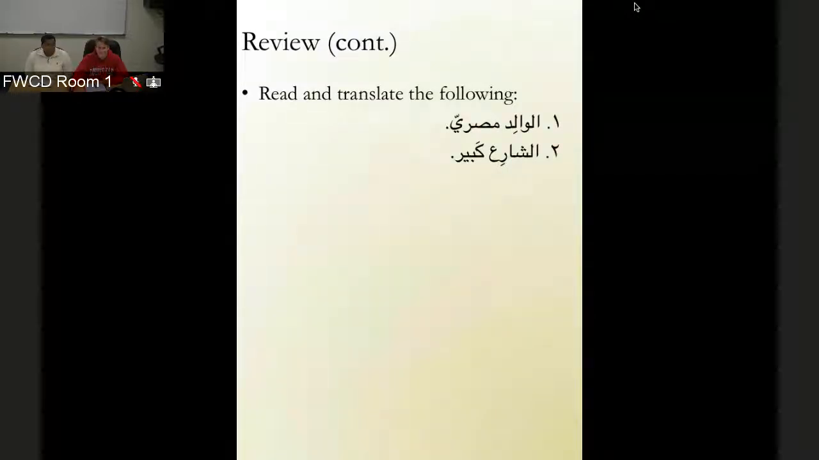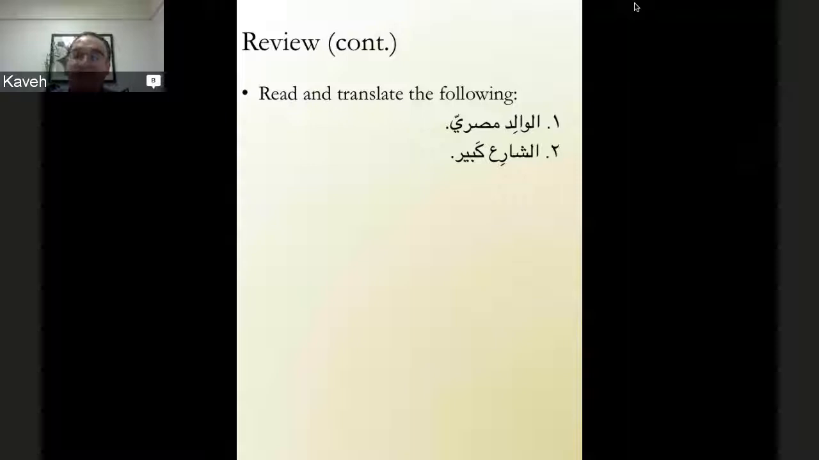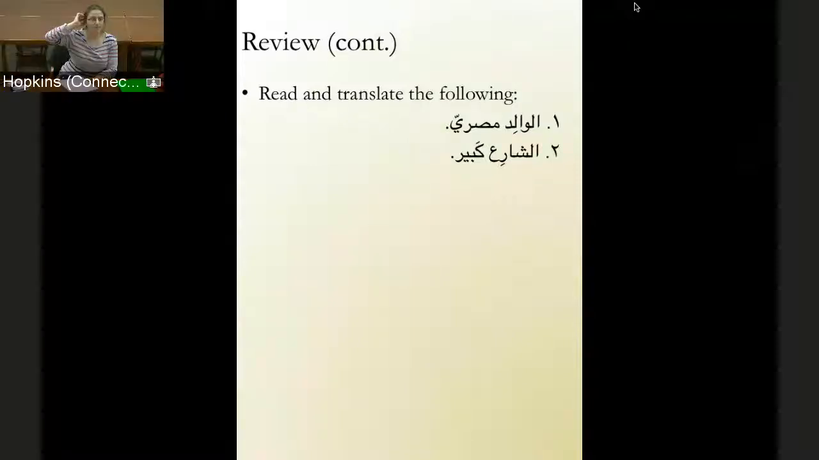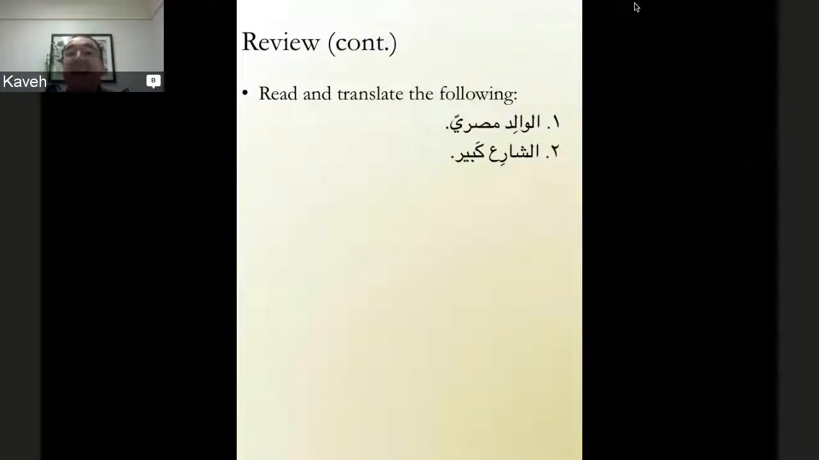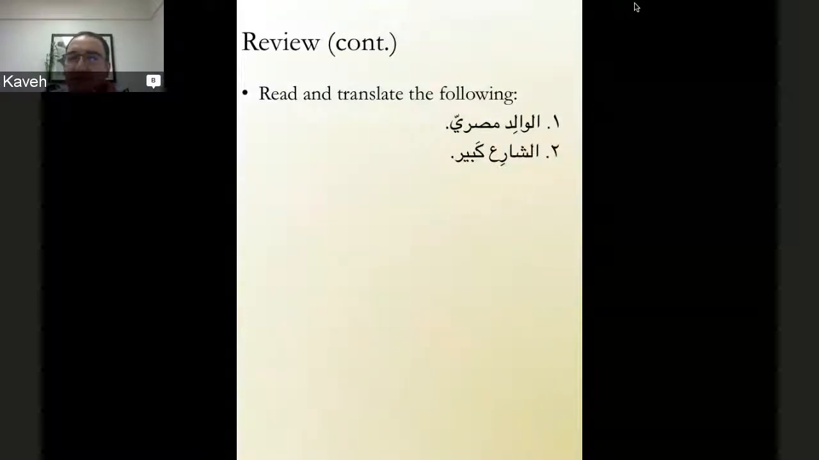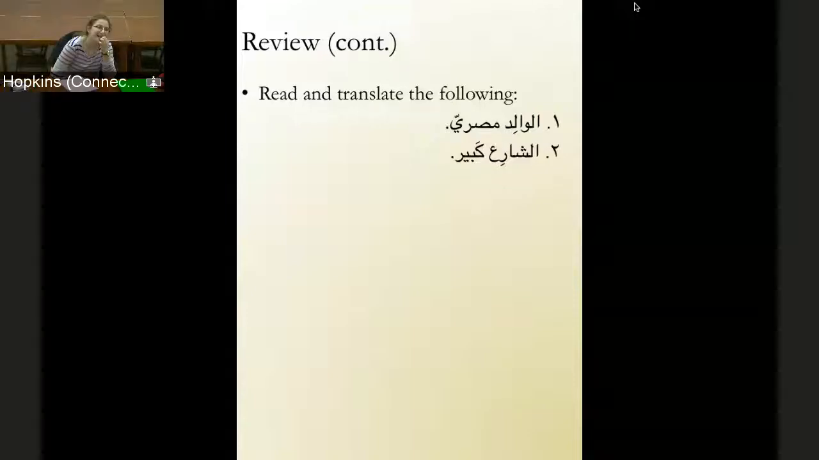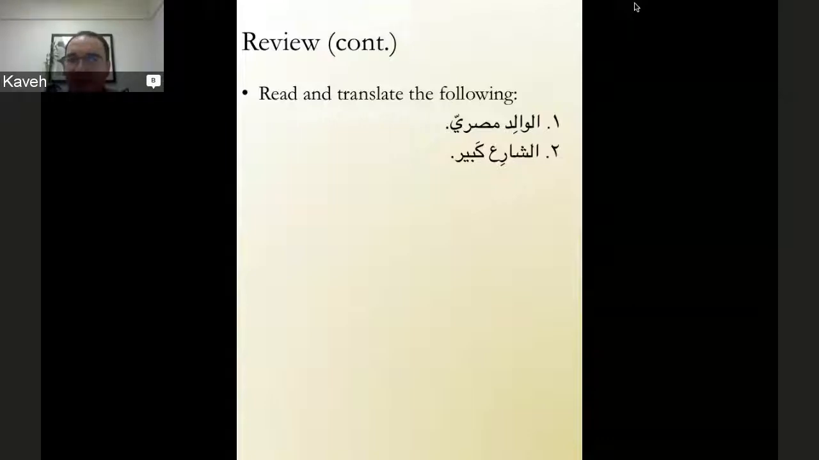So the question I have is, what does that sentence mean? Ash-shari' kabir. The big street. Close but no cigar. The street is big. Excellent. The street is big. The question I have for you is, where is the verb in this sentence? It's not there. Arabic, as in some other languages, does not indicate the present tense of the verb to be. We're happy with that. Ash-shari' kabir. And if I were to say the big street, it would look similar to this, but it would be different. But let's keep going with this pattern.